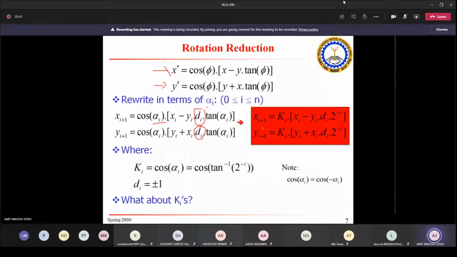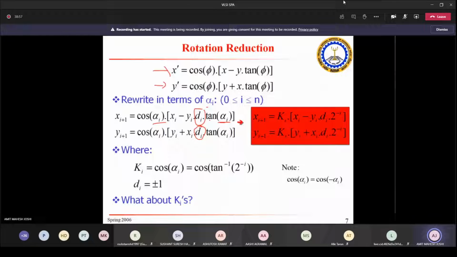This di is depending upon this alpha. Now I am talking about this alpha. This alpha i is nothing but alpha 0, alpha 1, alpha 2, alpha 3. Now this alpha is either positive or negative.